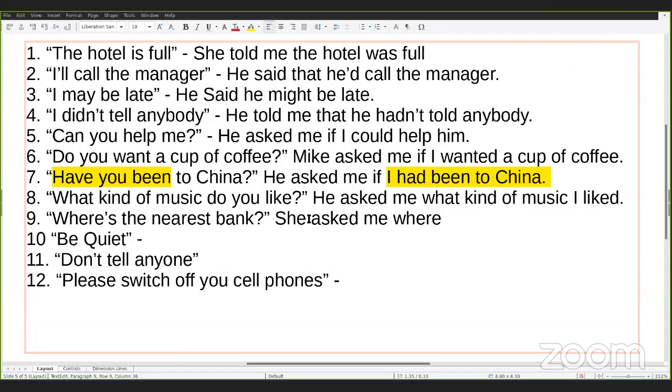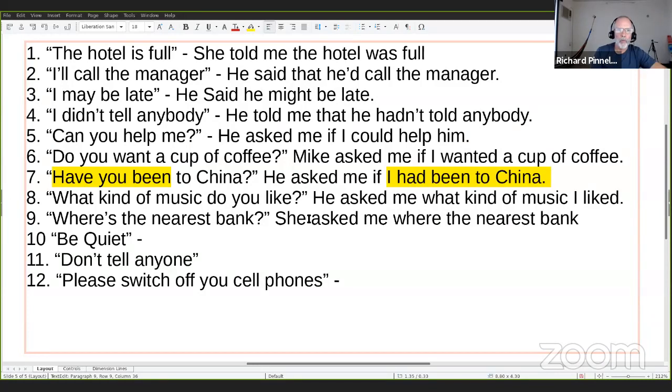He asked me where the nearest bank was. Right. Yeah, because we're not using the question form. So here it's, where is the nearest bank? And here it's, the nearest bank was.